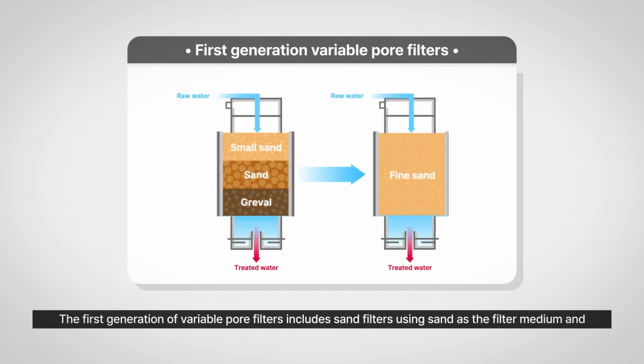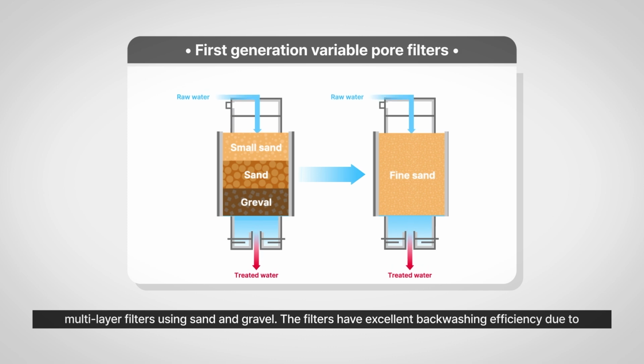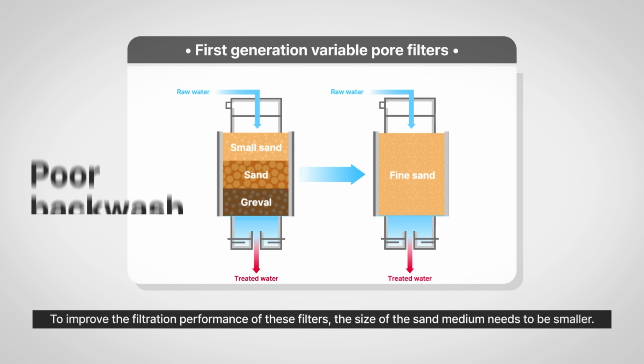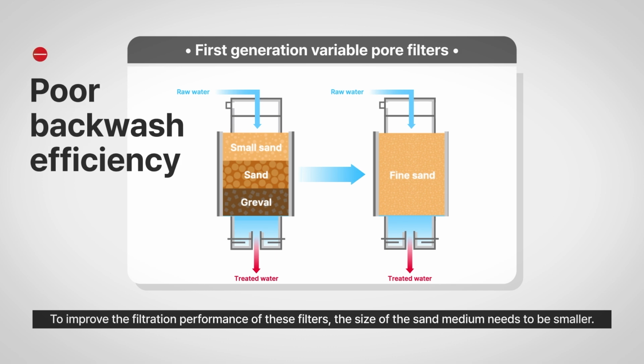The first generation of variable pore filters includes sand filters, using sand as the filter medium, and multi-layer filters using sand and gravel. The filters have excellent backwashing efficiency due to the variable pore structure and are capable of filtering particles of about 25 microns. As such, they are still used today. To improve the filtration performance of these filters, the size of the sand medium needs to be smaller.